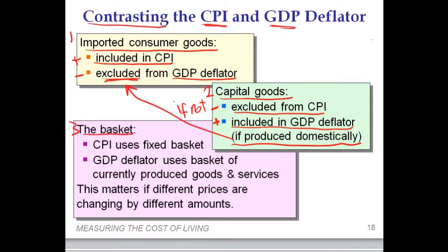Number three is the basket created by both of these measures. The CPI uses a fixed basket, and the GDP deflator uses a basket of currently produced goods and services. It matters if different prices are changed by different amounts. So there are some significant differences here.